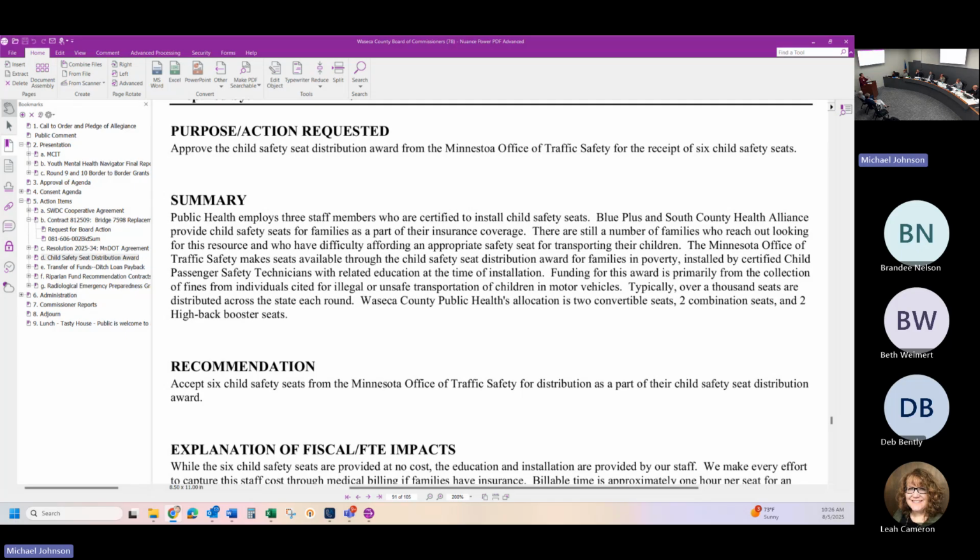So I think there's a lot of things in that, and awareness is certainly one of them as well. I think there's more grandparents aware that they should be seating children in seats instead of just buckling them in. So the rest of the seats throughout the year are being paid through South Country Health Alliance and Blue Plus, both. All of those are, and we bill medical assistance for the installation itself.